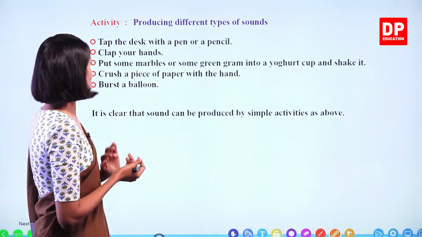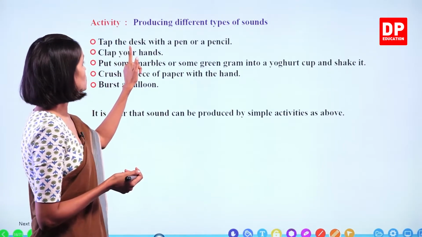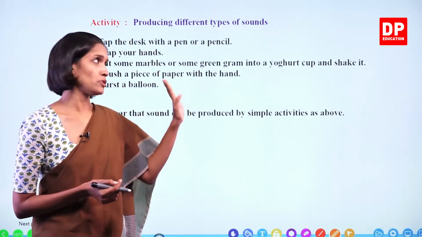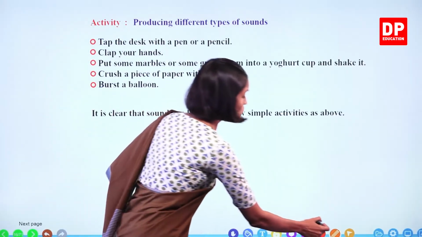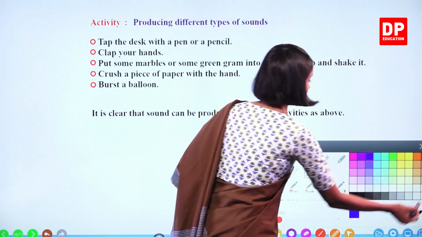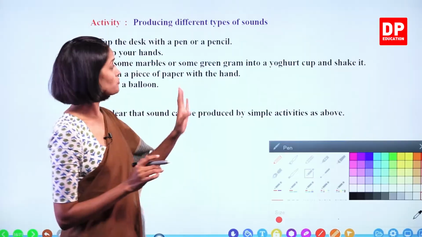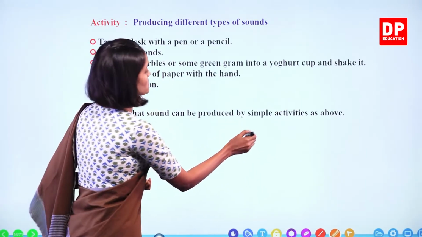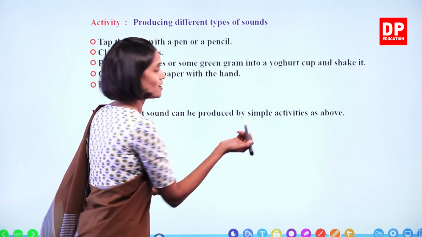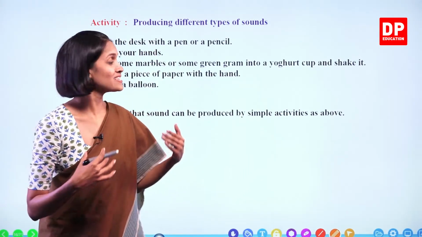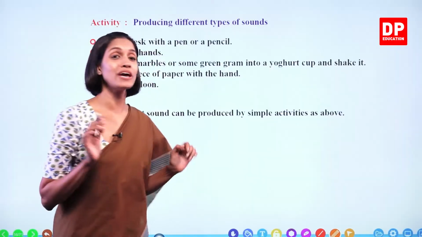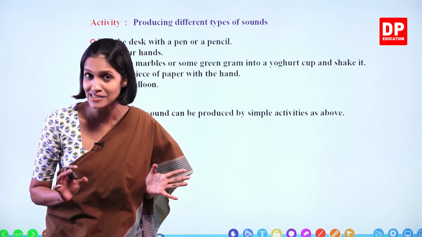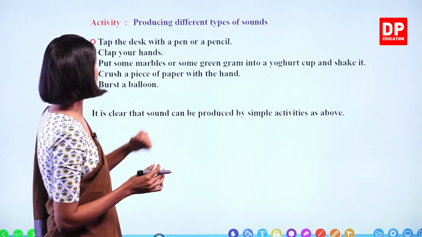We'll go through this list. Tap the desk with a pen or a pencil. Now if you have a desk next to you, you can do this activity. Now I don't have a desk, therefore I am going to tap on the board. Listen to this. You can hear the sound when I tap on the board. You can hear the sound very well, right? Okay. What is the second one?